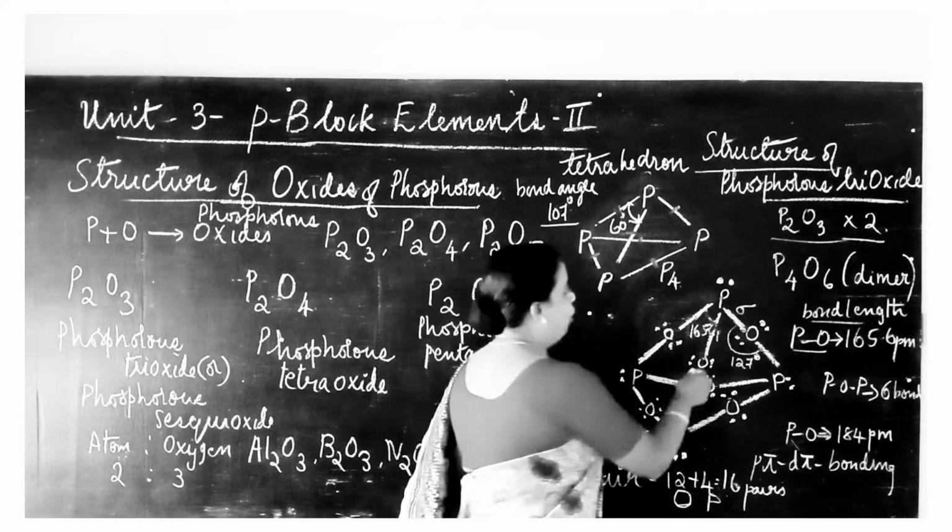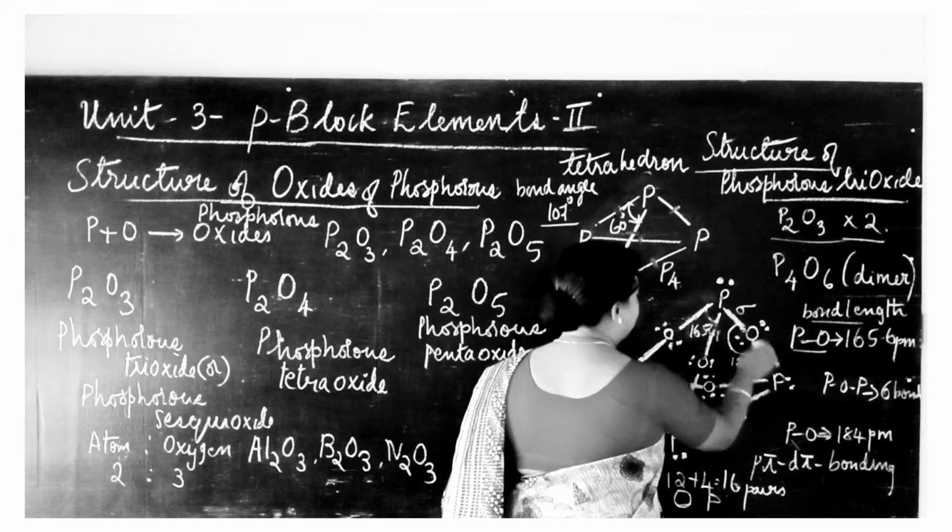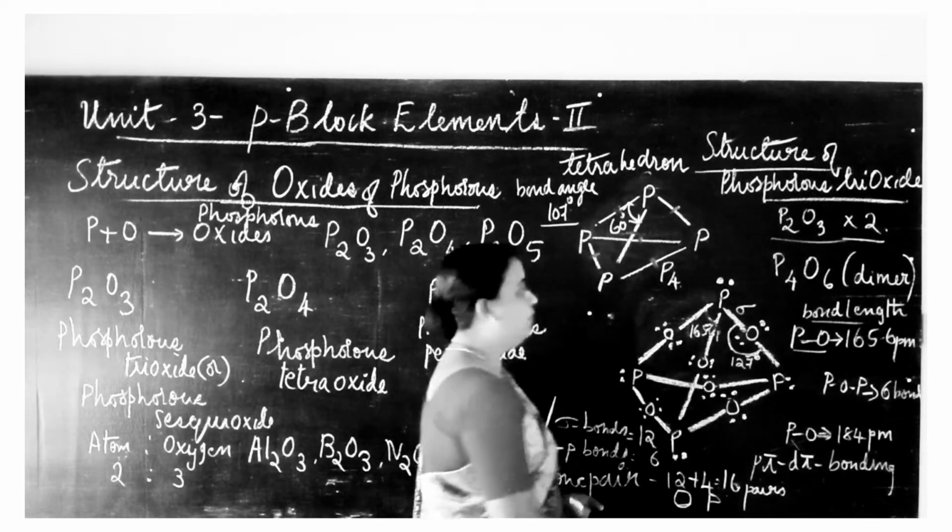Now the bond angle, phosphorus oxygen phosphorus bond angle, is 127 degree.